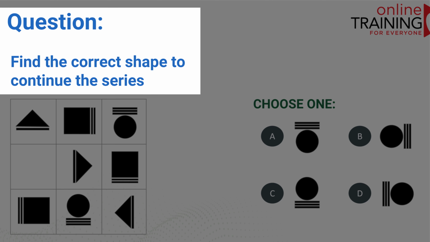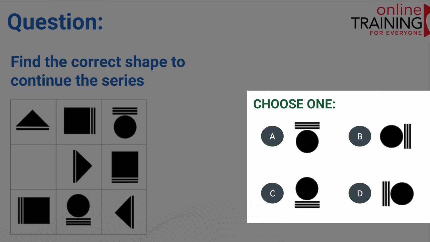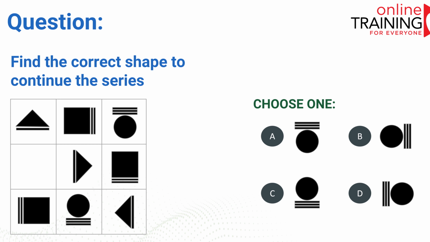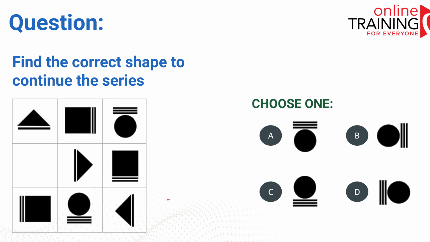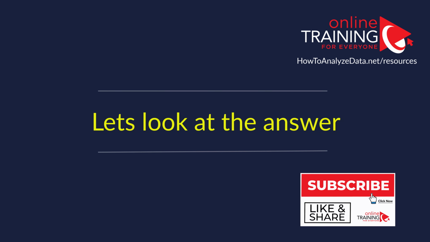Find the correct shape to continue the series. What we have here is a 3 by 3 matrix with 8 shapes populated and 1 shape missing. There are 4 choices as usual, but in order for you to calculate the right shape, you need to determine the pattern. And in fact, there are 2 patterns here on this screen. Can you figure it out? Do you know what the right answer is?